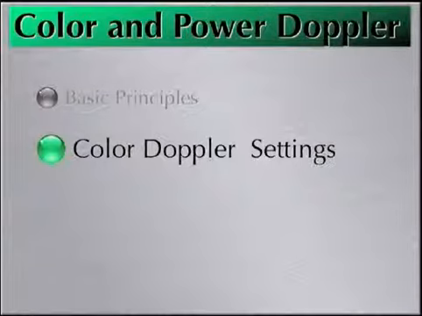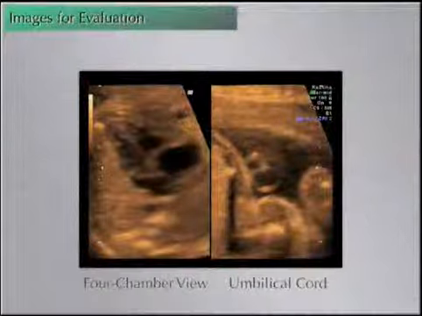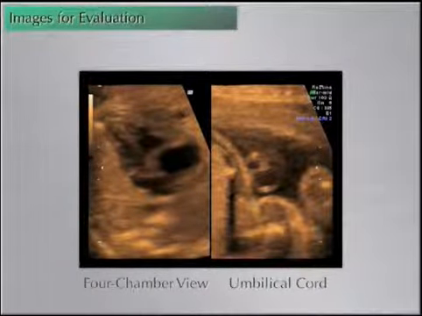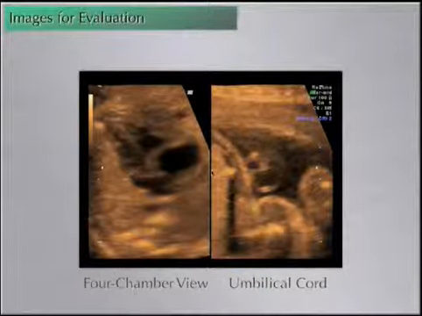We are now going to examine the features of color Doppler settings. Although we will use color Doppler as our example, the same principles apply to power Doppler settings as well. When the user adjusts the color Doppler settings, there are two structures, the fetal heart and the umbilical cord, that can be used for a reference when optimizing the color Doppler settings.